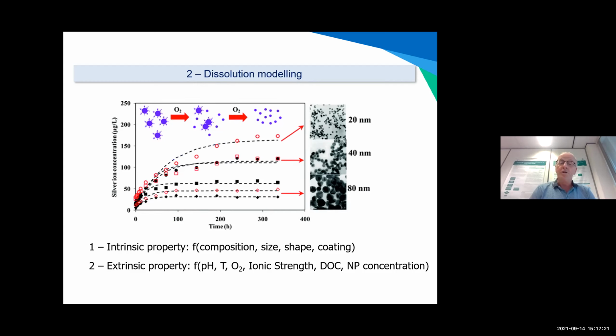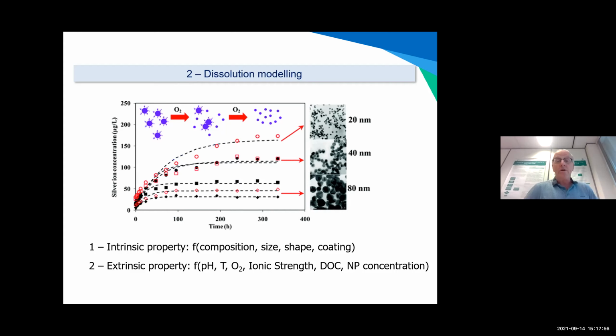Now, with regard to dissolution modeling, the dissolution rate overall is dependent on some of the intrinsic properties of the particles. First of all, of course, chemical composition, but also size, shape, and the presence or absence of coatings are determining the rates of dissolution. And then the composition of the medium is also of importance. So that's an extrinsic property that's also determining the rate of dissolution. And here things like pH, DOC, nanoparticle concentration, they all come into play.